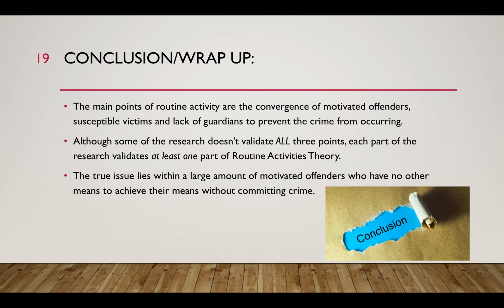Conclusion wrap-up. The main points of routine activities theory are the convergence of motivated offenders, susceptible victims, and the lack of guardians to prevent the crime from occurring. Although some of the research doesn't validate all three points, each part of the research validates at least one part of routine activities theory. I think the true issue lies within a large amount of motivated offenders who have no other means to achieve their goals without committing crime.